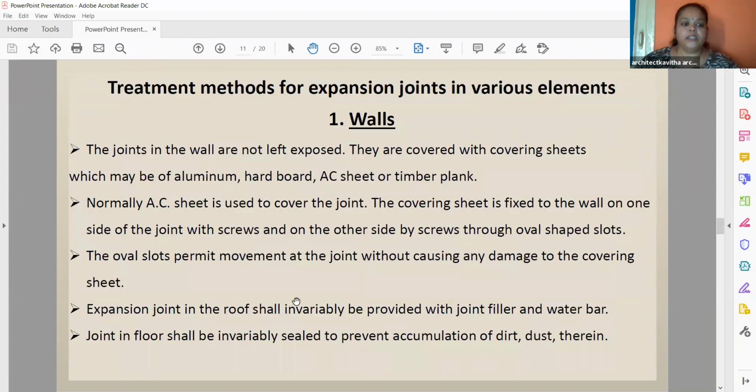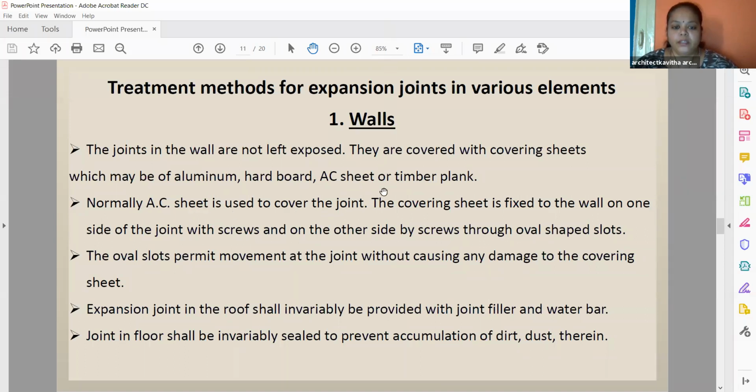So next we'll see the treatment for various elements. First one is your wall. The joints in the wall are not left exposed. They are covered with covering sheets which may be of aluminium, hardboard, AC sheet or timber plank. Normally AC sheet is used to cover the joints.